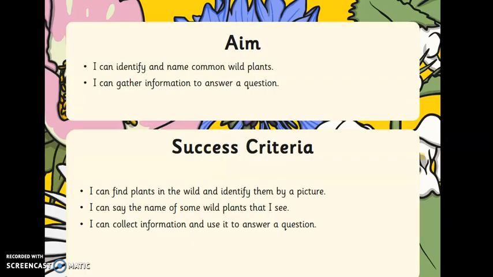So the aim of today's lesson is you can identify and name common wild plants, and you can gather information to answer a question. You'll be able to find plants in the wild and identify them by a picture. Hopefully say the name of some wild plants that you can see, and collect information and use it to answer a question.